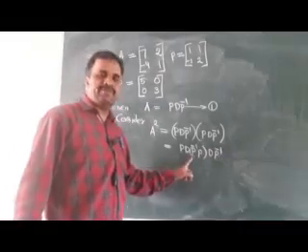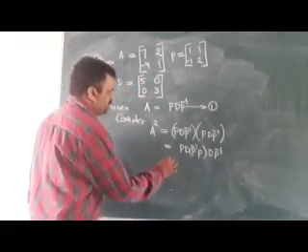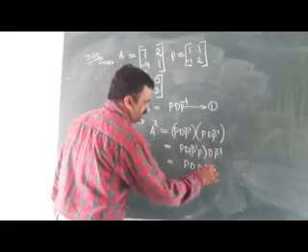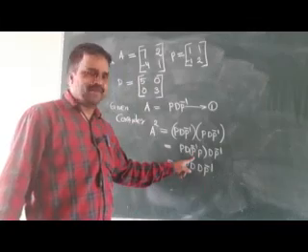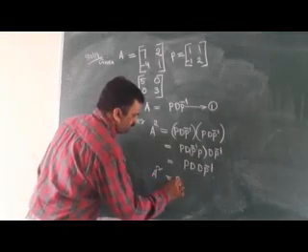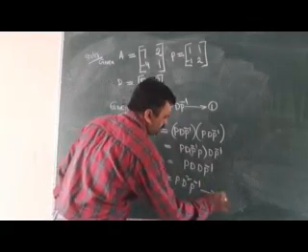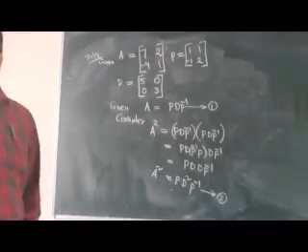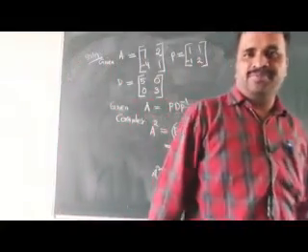Now P inverse P is the identity matrix. So I can write P D I D P inverse, and A square equals P D square P inverse. Equation number 2. A square is equal to P D square P inverse. Now I am going to find A power 3 also.